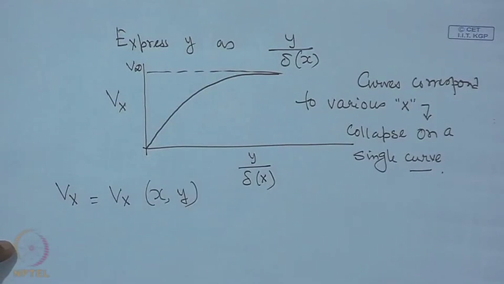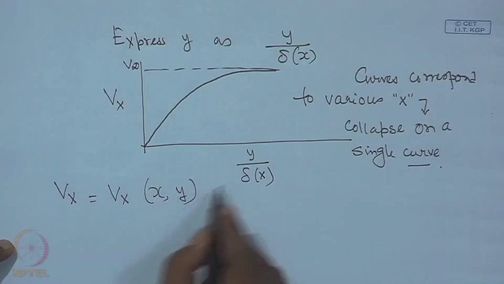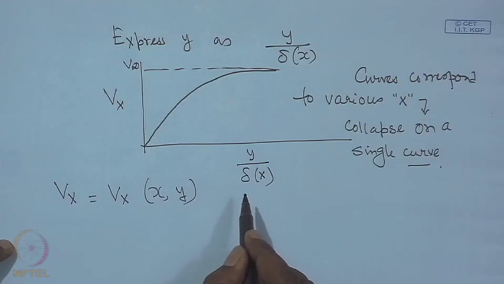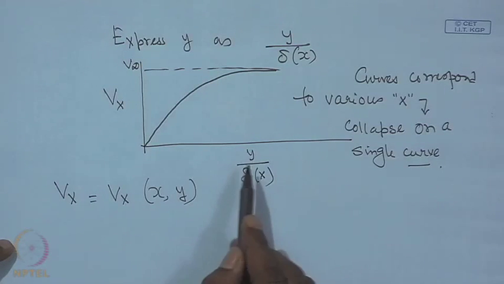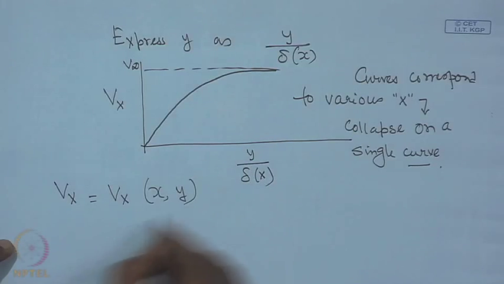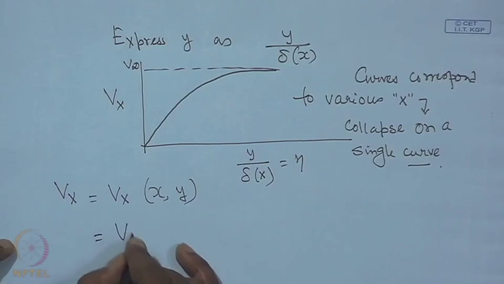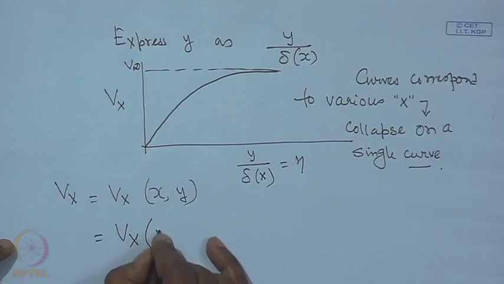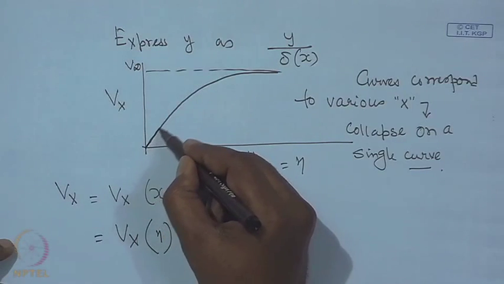Initially we had V x as a function of x and y, so we had separate curves when we plotted V x versus y at different positions of x. Now, since we get a single curve of V x as a function of y by delta, we call this a new parameter, eta. So, V x is a sole function of eta, because the whole characteristic can be represented as a single curve.